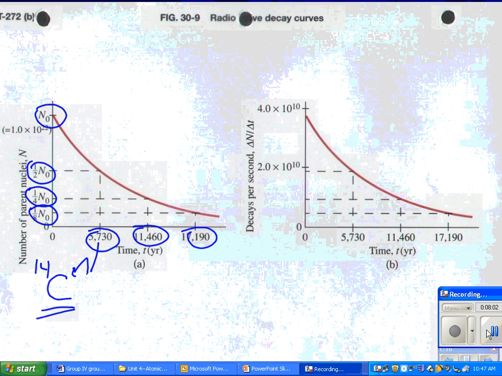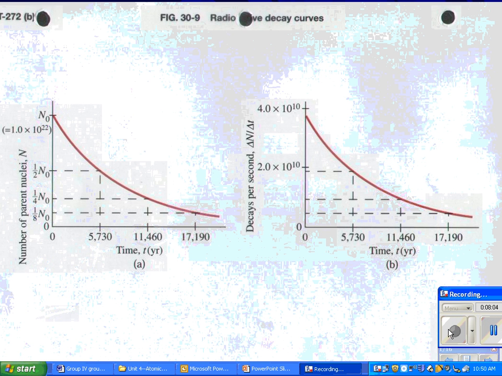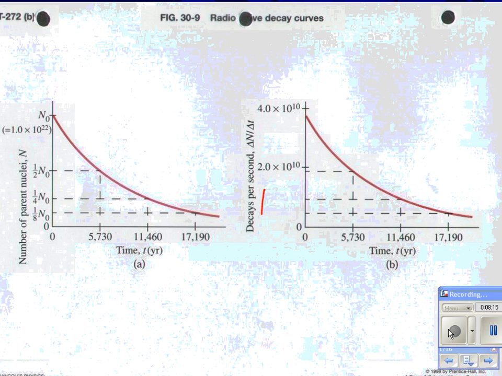So the first graph, you guys, explaining half-life is talking about the number of parent nuclei. The second graph, which looks identical because it's the same idea, you can, instead of looking at the number of parent nuclei, you can look at the number of decays per second, and we call that activity.